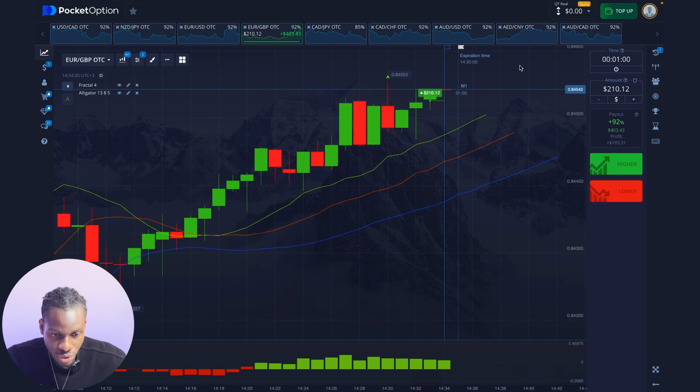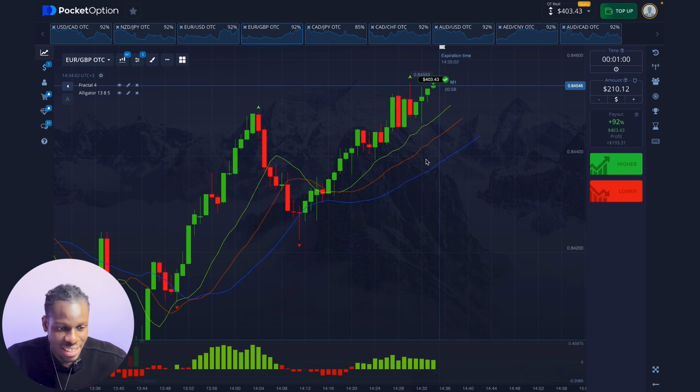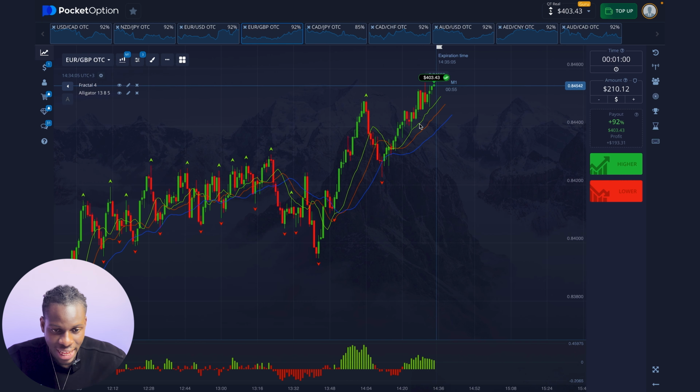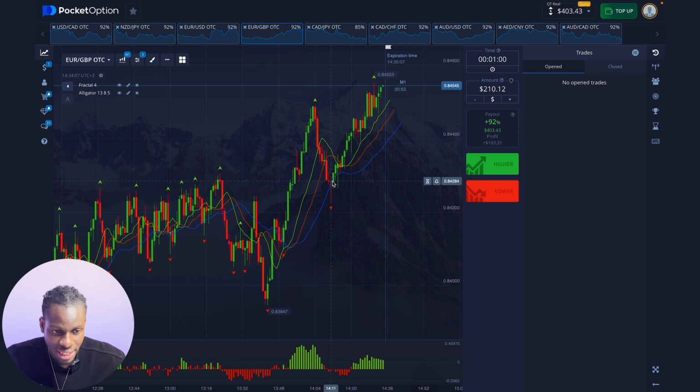Let's see how it closes. Perfect, guys. So yes, just as we predicted, the trade ends in our favor and we're in profit again, even if the entry point was not ideal.